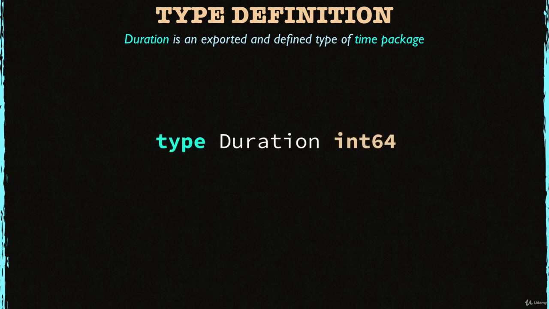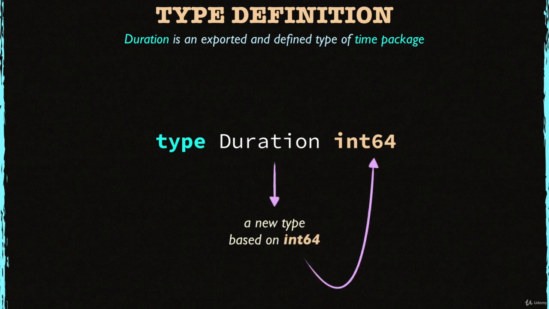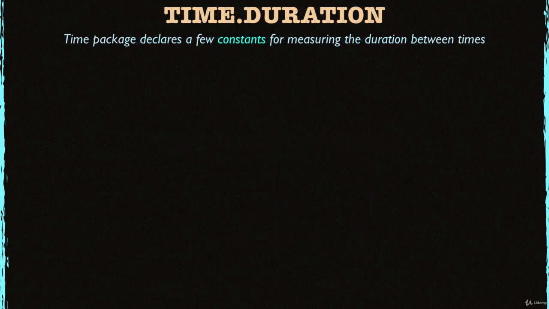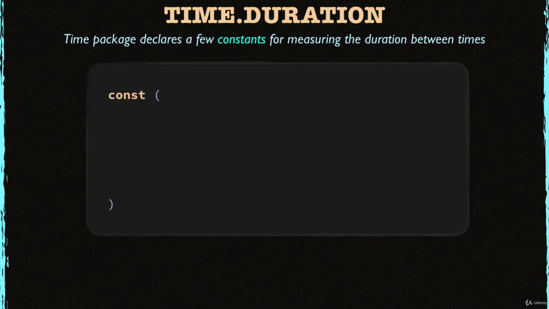This is a type definition. It creates a new type called the duration, and its underlying type is int64, and the duration type is declared within this time package. Now let's take a look at the constant declarations in the time package. There are a couple constants declared using a multiple constant declaration like this. Now I'm going to show you each declared constant here.